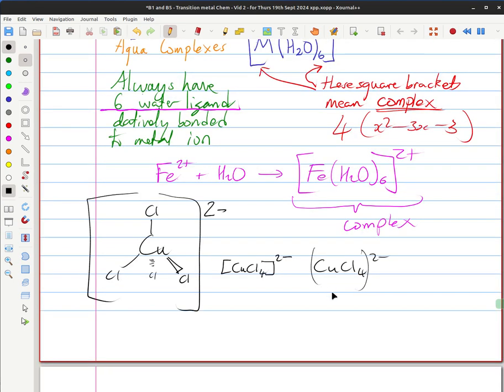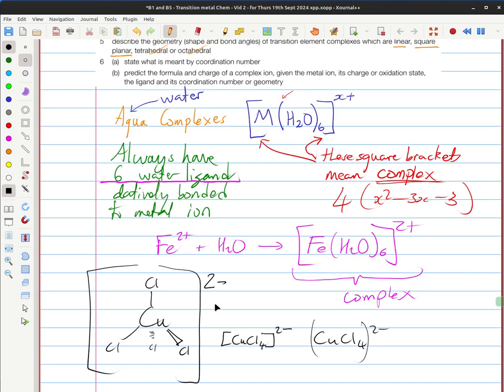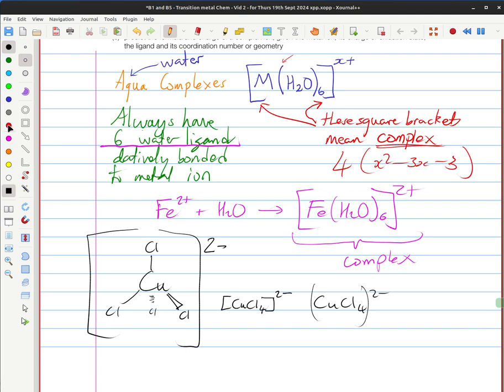All right. Okay, so with the water ligands, there's always 6. Other ligands, you often have different values. So for non-aqua ligands, you can get other numbers.